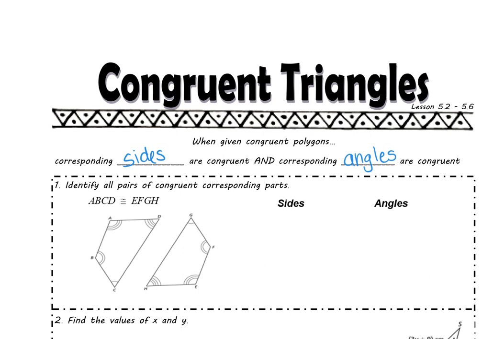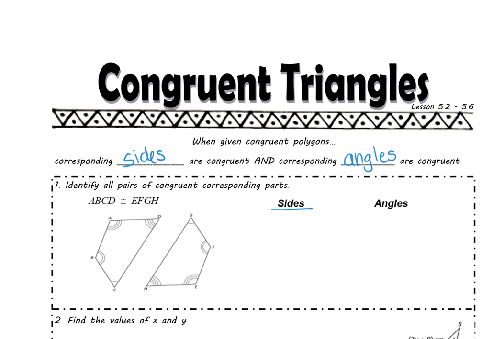So number one, identify all pairs of congruent corresponding parts. They list sides first, so we're going to go ahead and start with that. Everything needs to match up correctly. So there's two different ways you can do this. First of all, they have a congruent statement written right up here. This ABCD is congruent to EFGH.